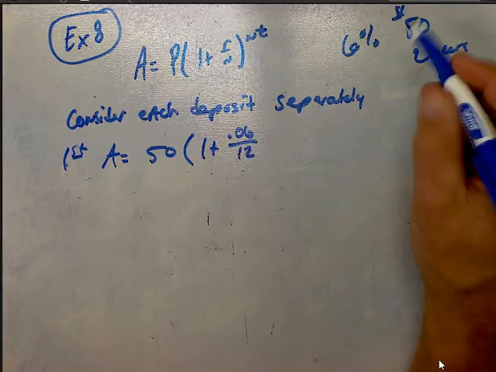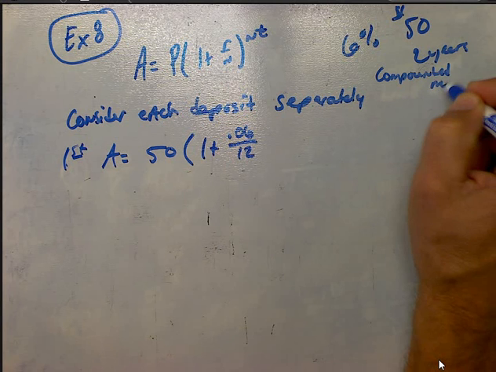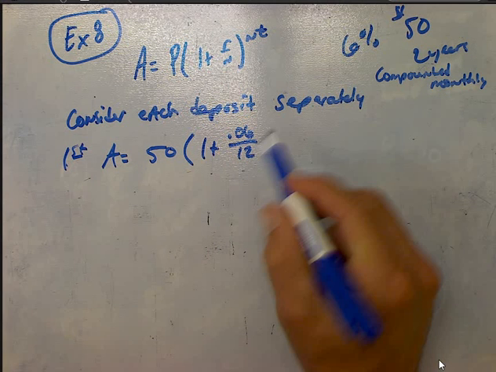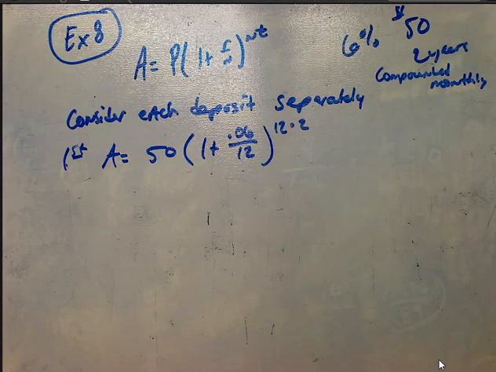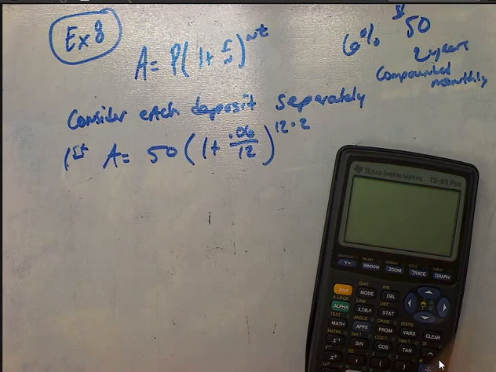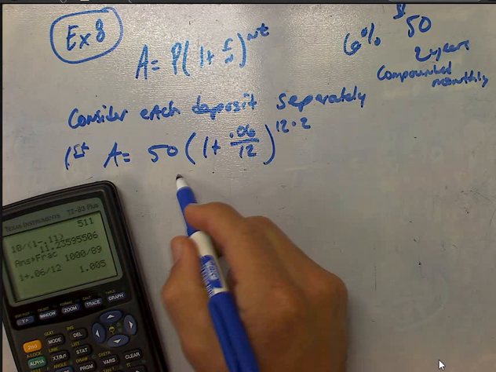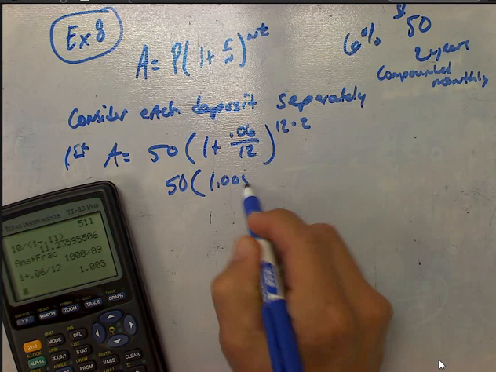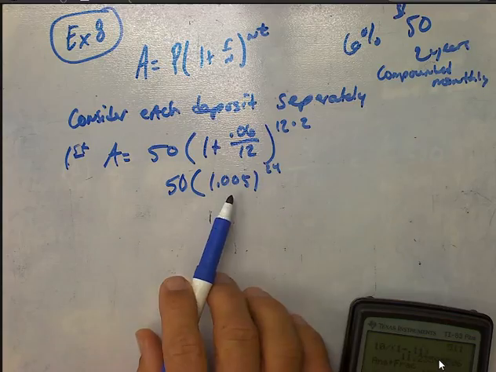I should have written that down up here at the top because it's also important. So N is 12, then 12 times 2 years, or 24 twelfths. And if I put that in the calculator correctly, 1 plus 0.06 divided by 12 gives me 1.005. So 50 times 1.005 to the 24th power. And that's how much you're going to have for that very first deposit.